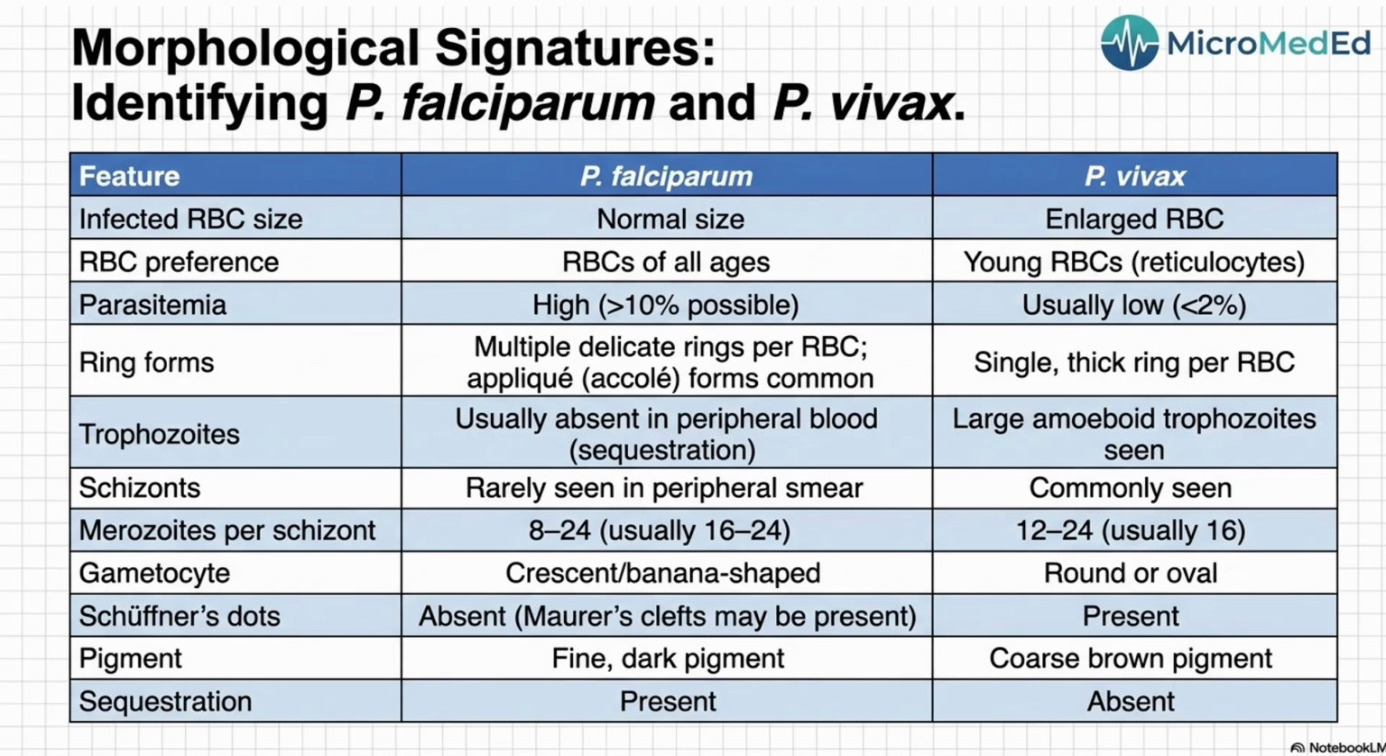Schizonts are present in vivax, and the gametocytes are round in vivax and crescent or banana shape in case of falciparum. Schuffner's dots are absent in falciparum, however present in case of vivax. And the pigment is dark brown in falciparum and coarse brown in case of vivax. You have to at least remember the RBC preference, the schizont and gametocyte. Even this much also is easy for you to remember.